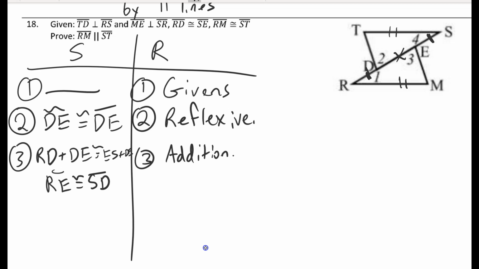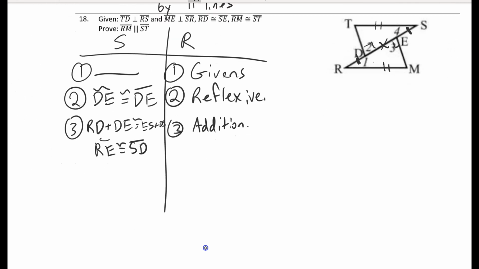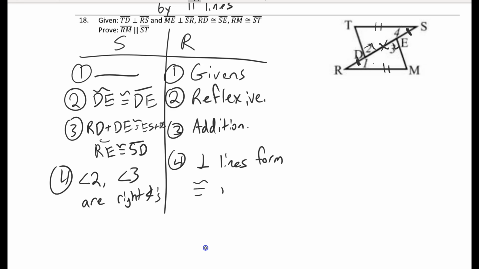Okay, so that gives me a side. I already have a side. I can't say that angle 1 is the same as angle 4 because I don't know that these lines are parallel. That's what I'm trying to prove here. However, I can state that angle 2 and angle 3 are right angles. So for number 4, I'm going to say that angle 2 and angle 3 are right angles because perpendicular lines form congruent right angles.